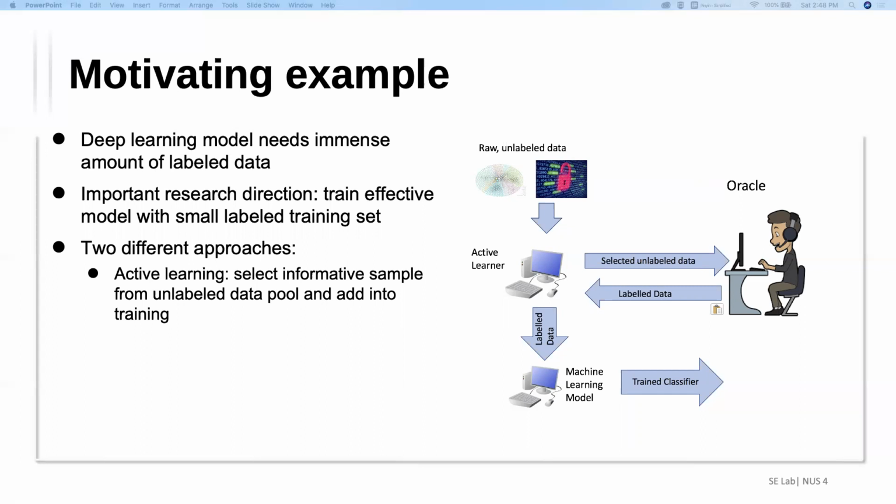Yeah, so first we start with a small classifier, maybe trained on a small set of labeled data. We also have a large pool of unlabeled data. Then we design a metric to select the most informative samples from the unlabeled data pool. This set of samples will be sent to the Oracle, where humans are sitting to label this data. The labeled data will be sent back to the machine learning model, and the model can use the new batch of data to train.